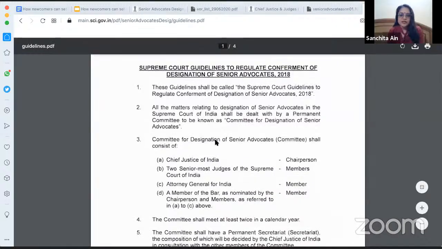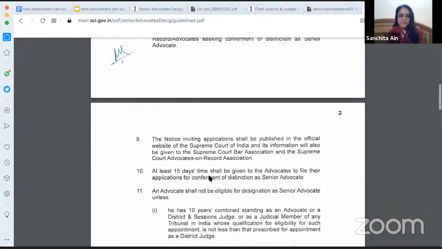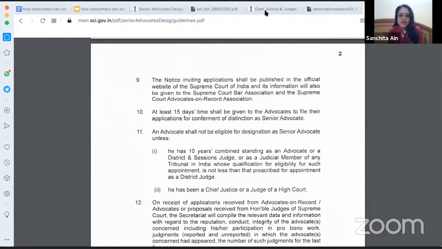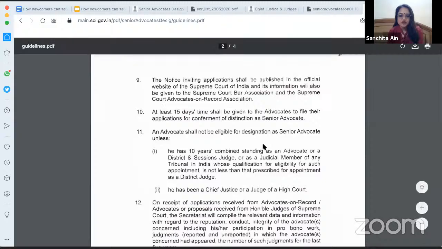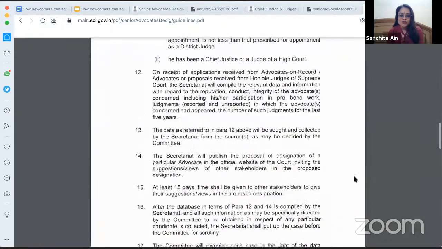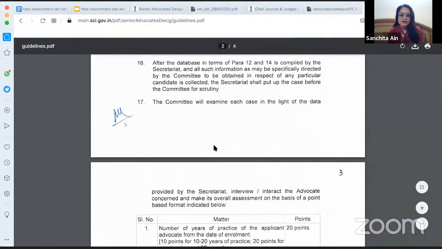Next page. Page 2. Yeah, so you need to have 10 years combined standing as an advocate, or you need to be a judge. Next page, please. What is important, what I'm trying to show here is, next page.